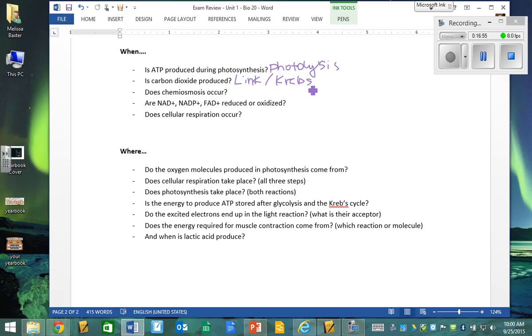When does chemiosmosis occur? Photosynthesis and cell respiration both have it. So chemiosmosis is how we produce ATP. In photosynthesis, specifically, it's photolysis. In cell respiration, electron transport chain would be your number 1 spot.